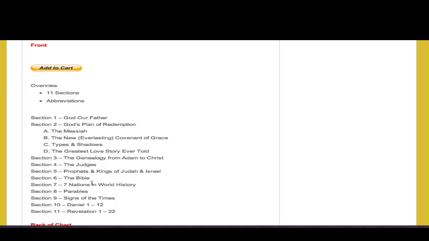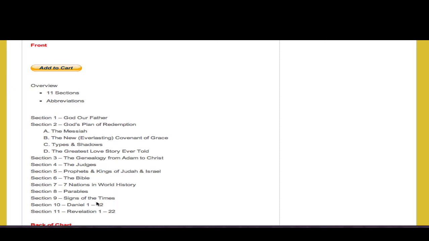The seventh section is a list of 7 nations I have listed on the chart in world history. The 8th section is 5 parables that have prophetic significance. Thus it's on the front of this chart, overlaying prophecies from Daniel and Revelation. The 9th section is the signs of the times chapters in Matthew, Mark, and Luke.